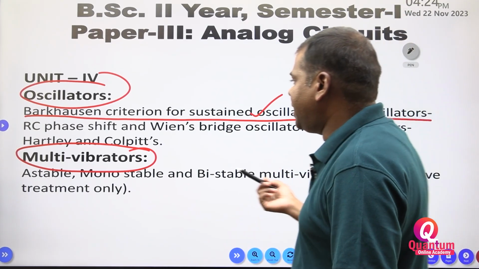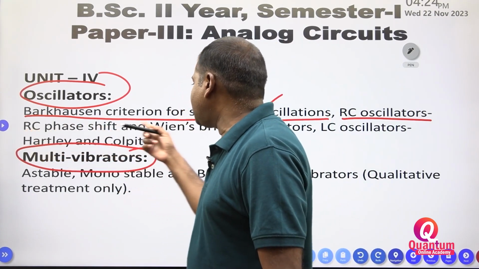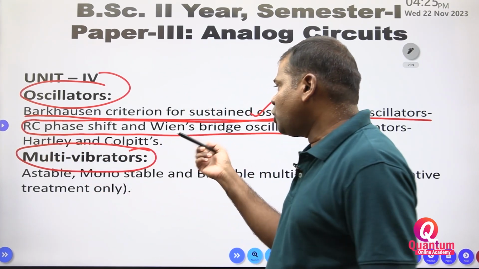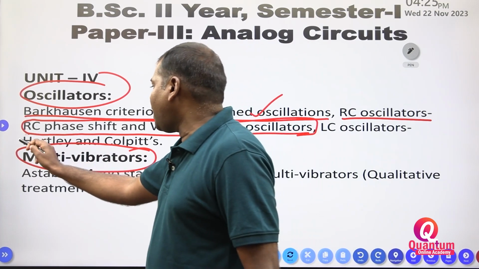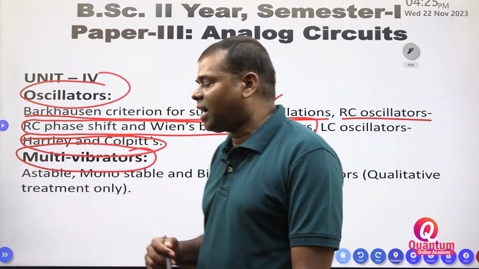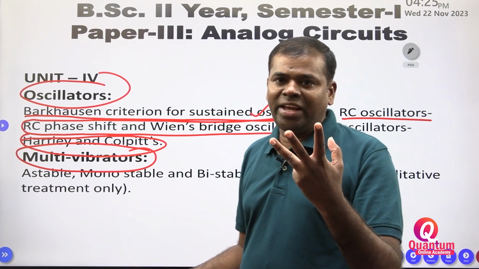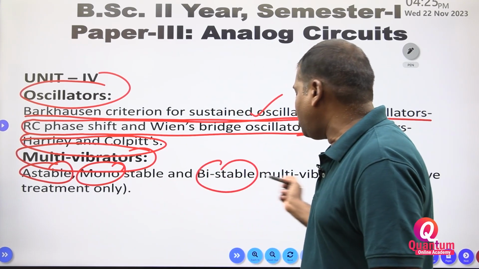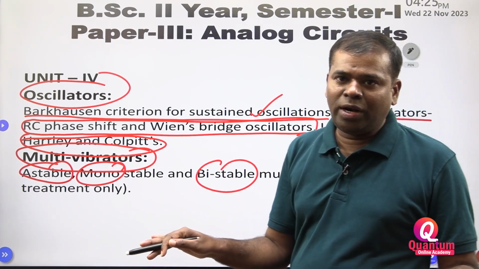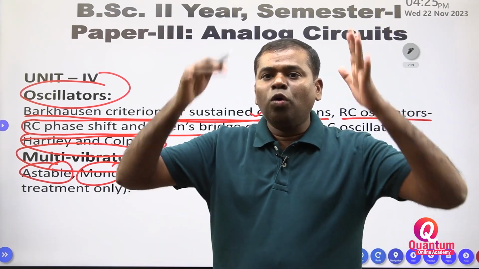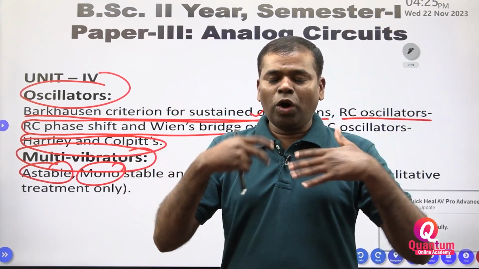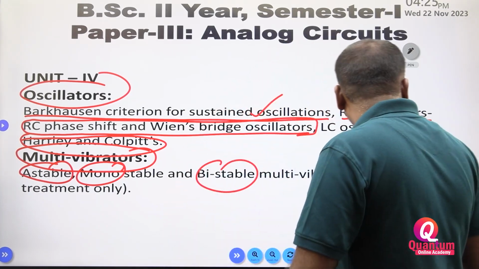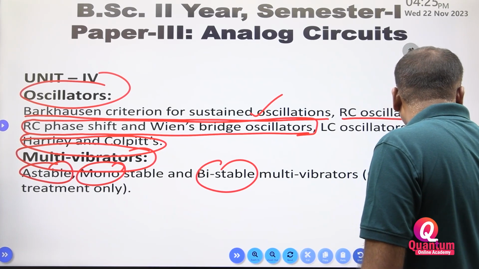RC oscillator. In RC oscillator, RC phase shift oscillator, Wien bridge oscillator. 2 oscillators are there. So 2 oscillators also 2 questions. LC oscillators, Hartley oscillator and Colpitts oscillator, 2 oscillators are there. So now multi-vibrator, only 3 varieties of multi-vibrators are there. One is astable, monostable and bistable multi-vibrator, qualitatively only, not quantitatively. We won't derive the whole expressions. You have to draw the circuit diagram and then explain which stable state or quasi-stable state is there.